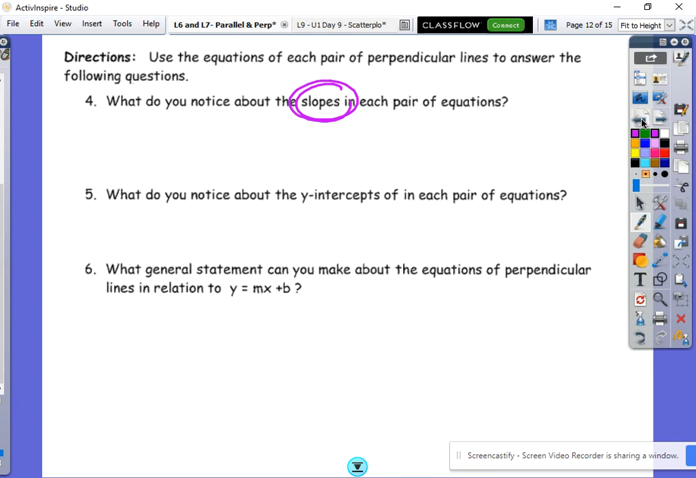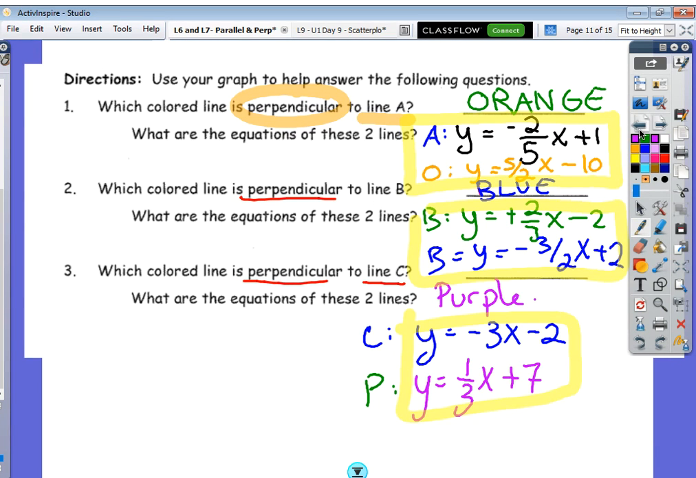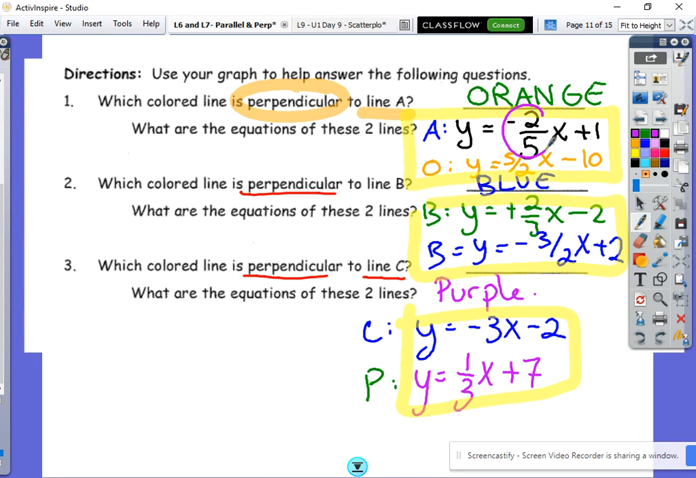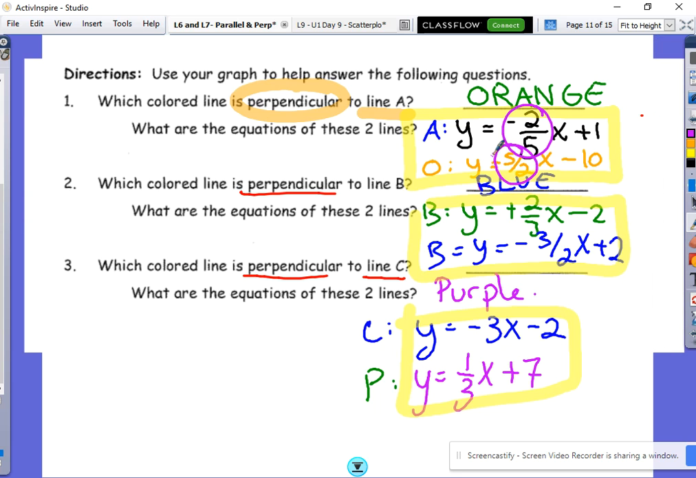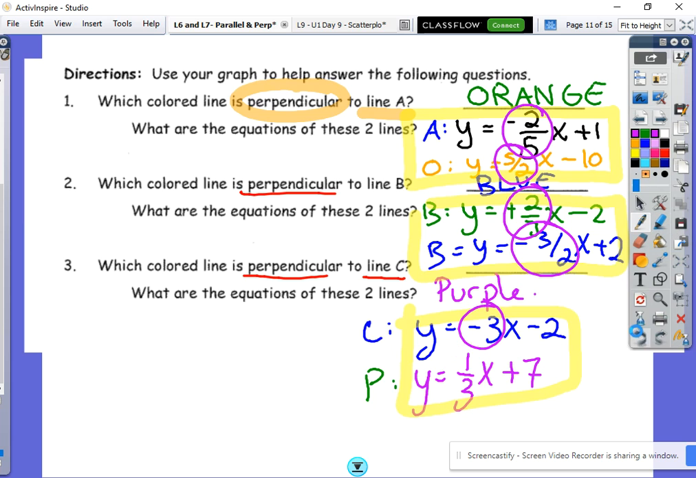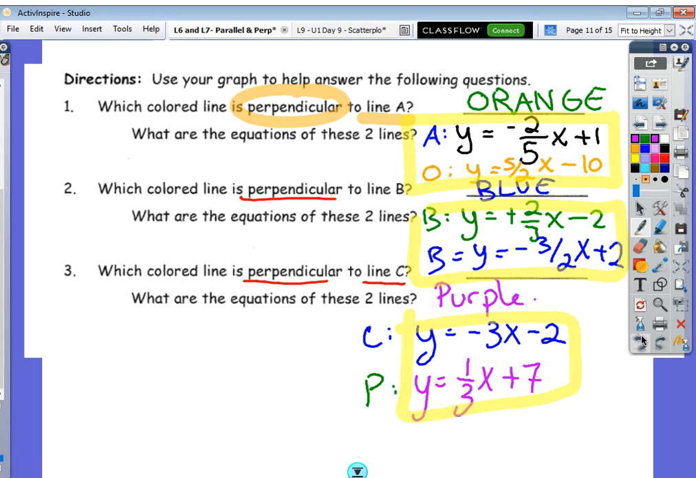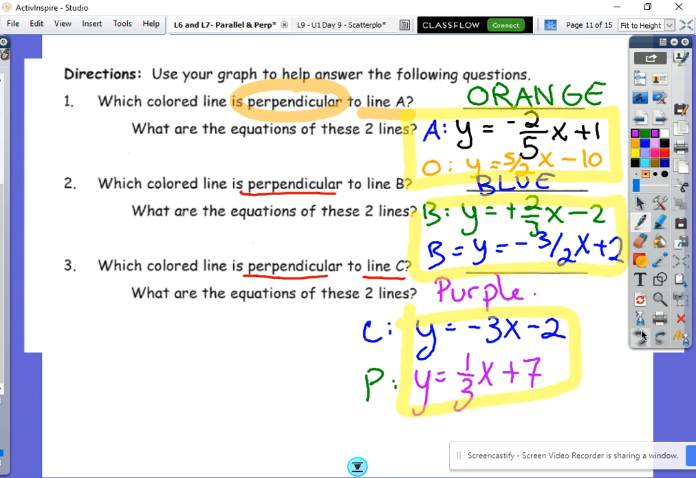So if we come back and look at the slopes of each one, the slope of this one was negative 2/5. The slope of this one was 5/2. Slope of this one was 2/3. This one was negative 3/2. Negative 3, positive 1/3. So you might not be noticing this one as easily. Our last class, what you noticed was that all the slopes were the same. And that was our conclusion, that parallel lines have the same slope. Perpendicular lines definitely do not.